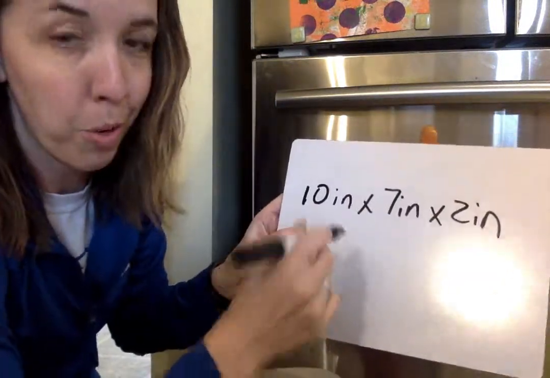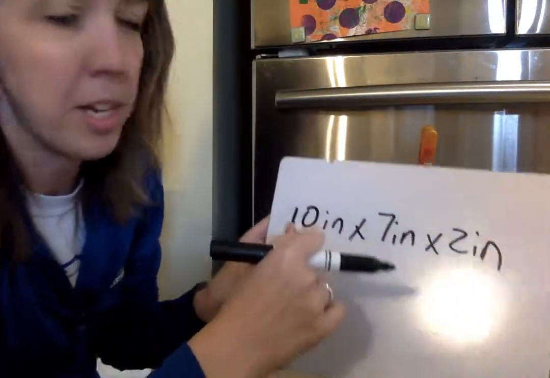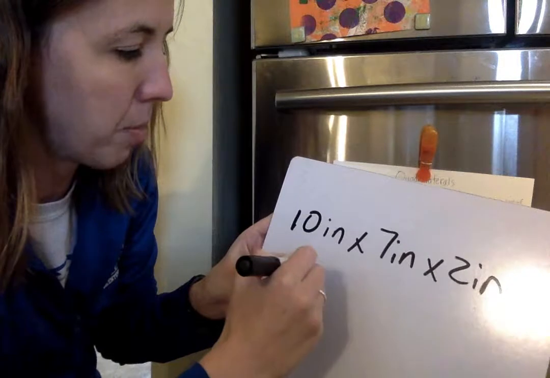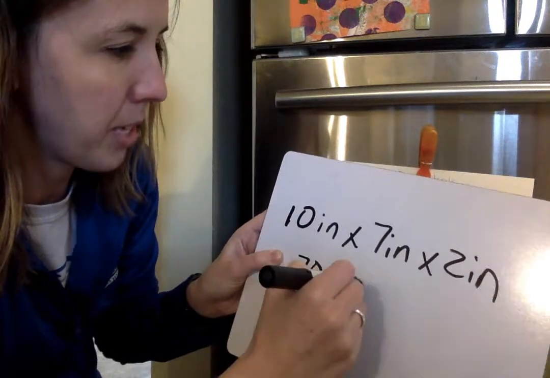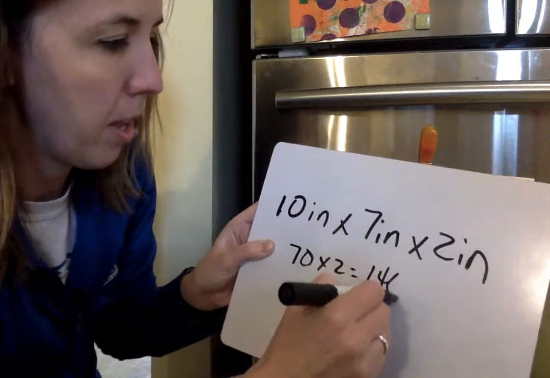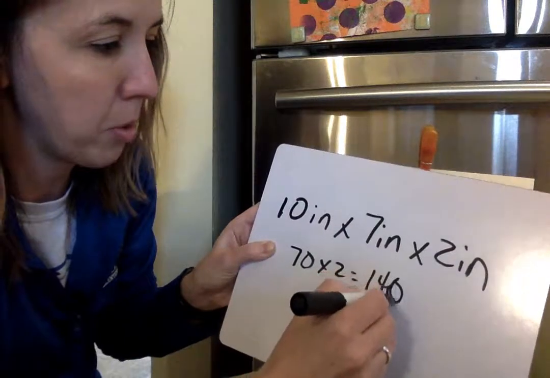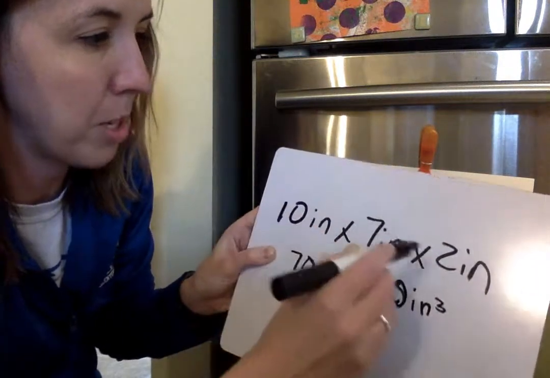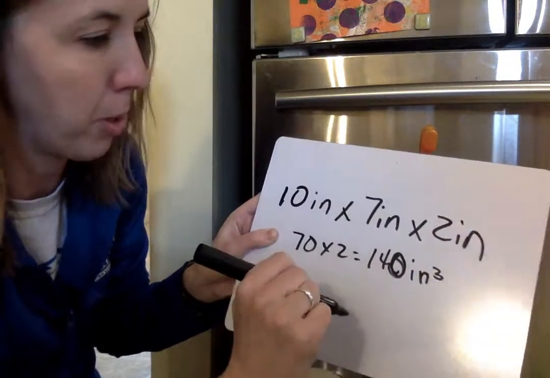You can do this in any order, okay? I'm going to do 10 times 7 first and then double it because it's easy to double things. So 10 times 7 is 70. 70 times 2 is 140. And remember, my units are always cubic when I do volume. So cubic inches. Inch times inch times inch equals inch to the 3rd power, cubic inches.